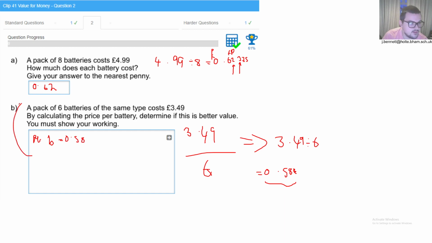For the ones above, per battery is 62p. You're paying 4 pence less per battery, and that's how you work out which is better value. This one is better value because you're paying less per battery.